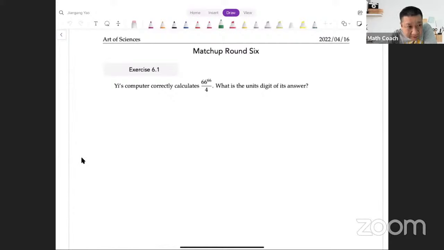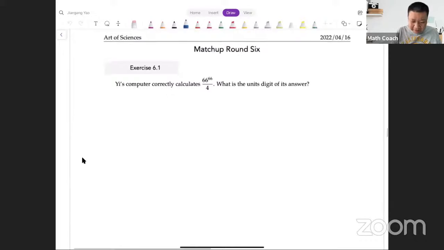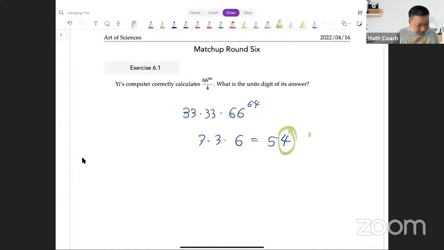89, please submit the answer. All right, the answer is correct. So 77 to 89 is now 0 to 1. And for this, although it has a fraction, we can easily cancel it out, right? So it's just 33 times 33 times 66 to the power of 64. The 6 does not really matter too much. It's always 6. So 3 times 3 times 6 is 54, and the answer is 4, right? So this is really a 1 minute question. Okay, so next one.